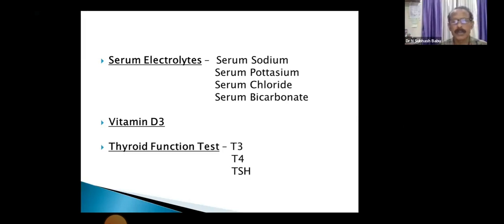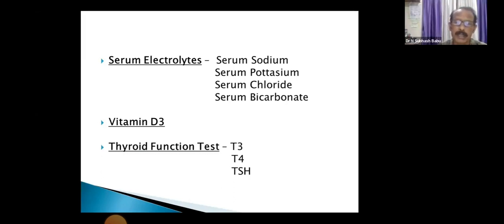If the patient is taking diuretics, or some other medicines which affect the sodium channel, meaning they reduce the sodium, then the patient gets hyponatremia. As a result of hyponatremia, the patient will get some symptoms that should be very carefully dealt with. So, serum sodium estimation is very important.